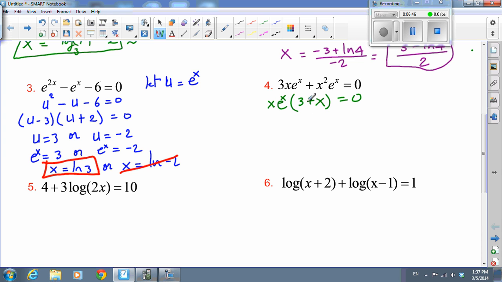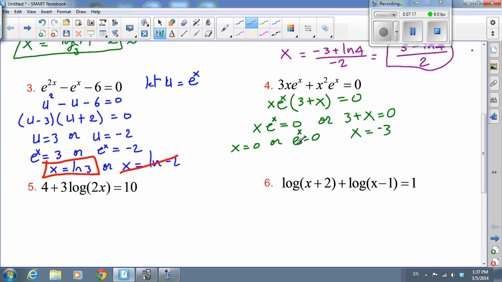Well, the inside of the parentheses is easier. So I would say x e to the power of x is equal to 0 or 3 plus x is equal to 0. From here, I can already tell that x is equal to negative 3. That's one solution. But since it's still a product, I can break it into two pieces. So x can be equal to 0 or e to the power of x equal to 0.